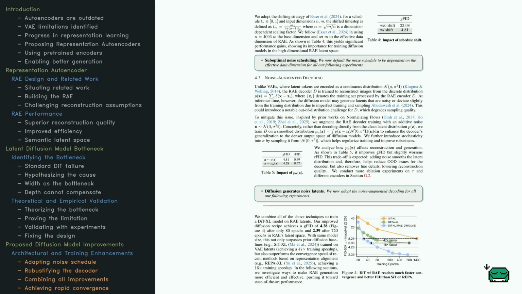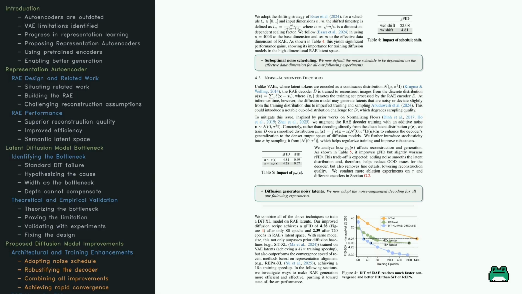Finally, they put all three fixes together: the wide DiT, the new noise schedule, and the robust decoder. Figure 4 shows the payoff. Their model, the green line, absolutely smokes the competition. It converges dramatically faster. The paper notes it's up to 47 times faster than a standard VAE-based DiT to reach the same quality. This is the complete package: a model that's not only better, but also far more efficient to train.